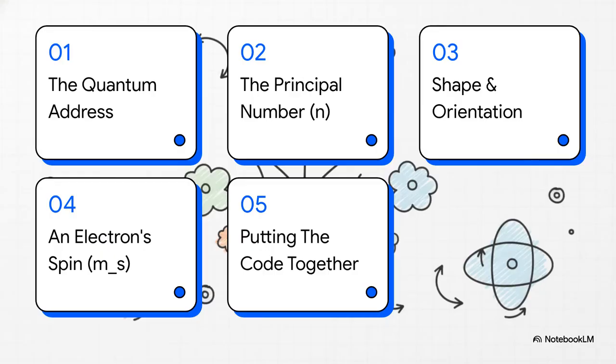Okay, here's how we're going to tackle this. First, we'll get our heads around this whole idea of a quantum address. Then we're going to break it down piece by piece. We'll start with the big picture, the principal number, n. Then we'll zoom in on the shape and orientation with L and m sub L. After that, we'll look at the electron's own unique property, its spin, m sub s. And to make sure it all clicks, we'll wrap up by solving a problem together.